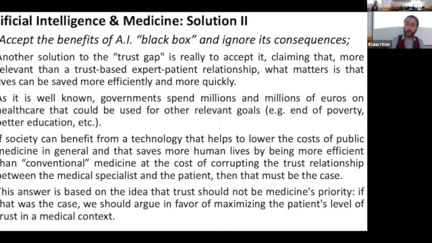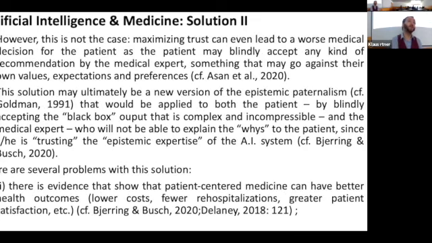And of course, there is another assumption in this solution, which is that trust is not medicine's priority right now, right? Because if that was the case, we should argue that current medicine should maximize the levels of trust between patients, but that's not what happens, because maximizing trust can even lead to a worse result for the patient, right? Imagine a patient fully trusts blindly the recommendation of a doctor without any critical judgment about that.